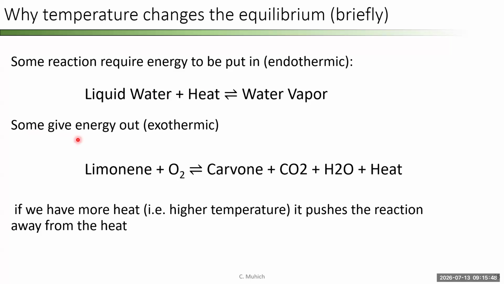Conversely, some reactions give off energy. These are called exothermic, exo meaning release or outwards. This would be a case of oxidation, so turning limonene into CO2, water, and heat. And so these tend to occur thermodynamically at colder temperatures. So if we have more heat, so higher temperatures, we push the reaction away from the heat. That heat is used up and we move to the other side.